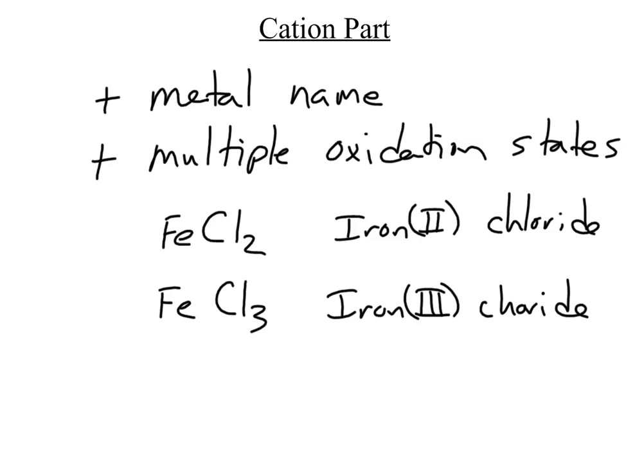Now, it's important to realize that these Roman numerals do not refer to the number of chlorines that are bonded to the iron. The Roman numeral refers to the charge on the iron. So for instance, in FeCl2, iron has lost 2 electrons, so it has a 2+ charge. In FeCl3, the iron has lost 3 electrons, so it has a 3+ charge. So again, it's important for us to realize that that Roman numeral refers to the number of electrons that were lost.